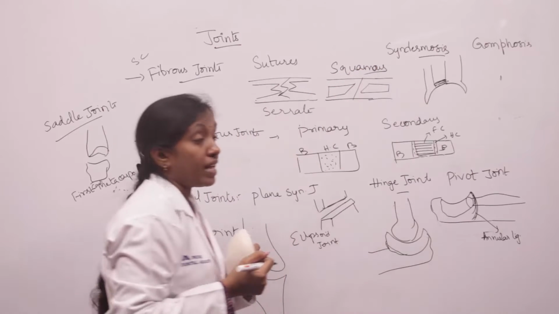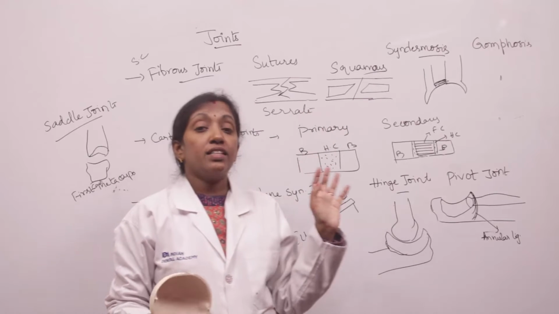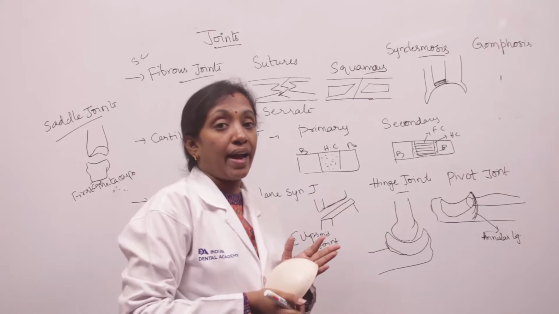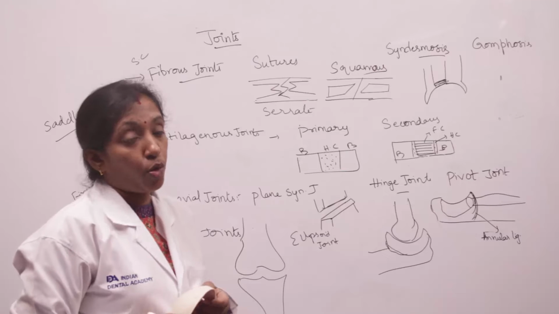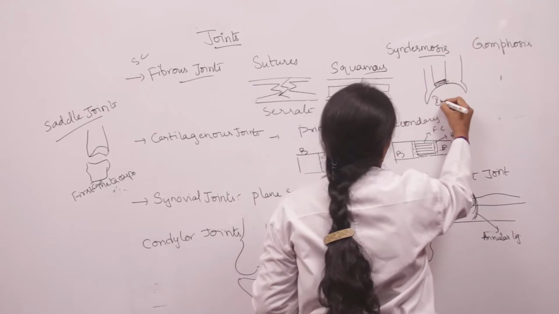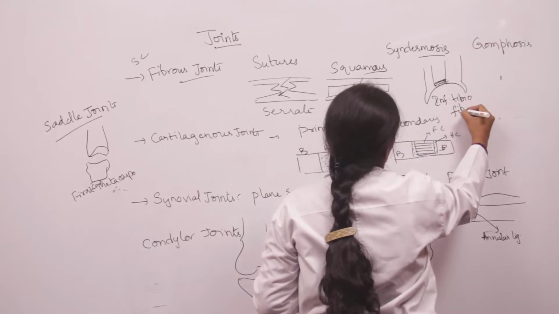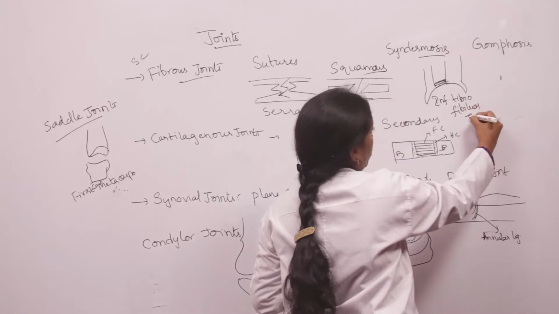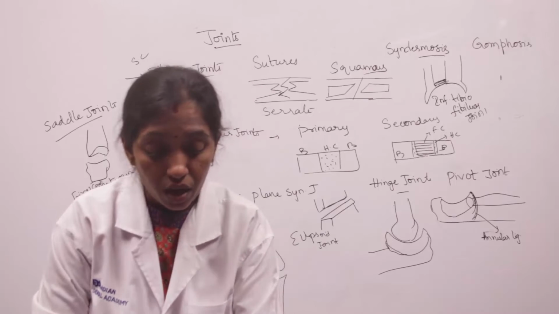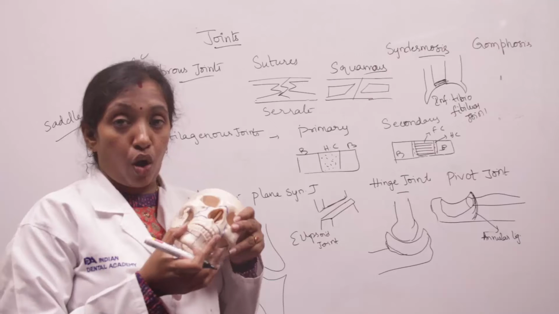Coming to syndesmosis, the two bones get united by an interosseous ligament. An example of syndesmosis is the inferior tibiofibular joint. Coming to gomphosis, gomphosis is nothing but the presence of a tooth in the socket.